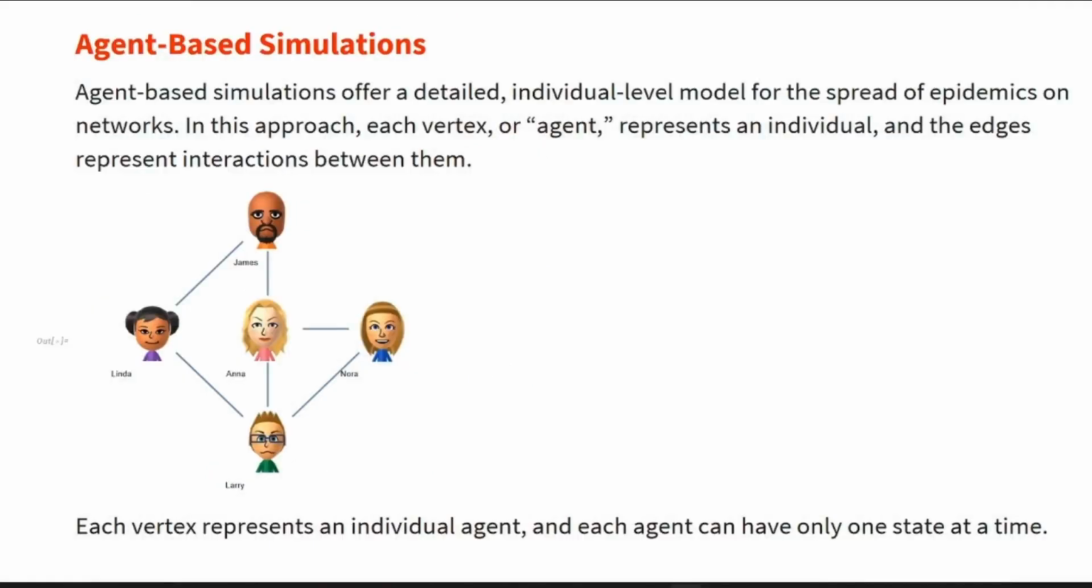Now let's see the agent-based simulations. They offer a detailed individual-level model. In this approach, each vertex or agent represents an individual, and the edges represent the interactions between them. But in this case, we use random number generation to determine whether the transmission occurs or not. This is the reason why we cannot just solve an equation. Instead, we need to run a simulation, and sometimes this can be computationally intensive.